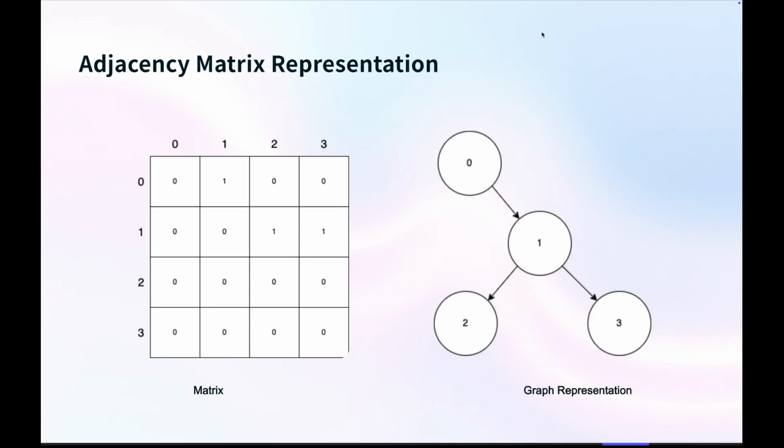Let's say the vertex 0 has an edge towards vertex 1. As you can see, 0 of 1 is 1. It means there is an edge between vertex 0 and vertex 1. The same goes for other connections, like for vertex 1, there is a connection towards vertex 2. Also from vertex 1 to vertex 3, all of them have 1 in the matrix. That means there is an edge between them.